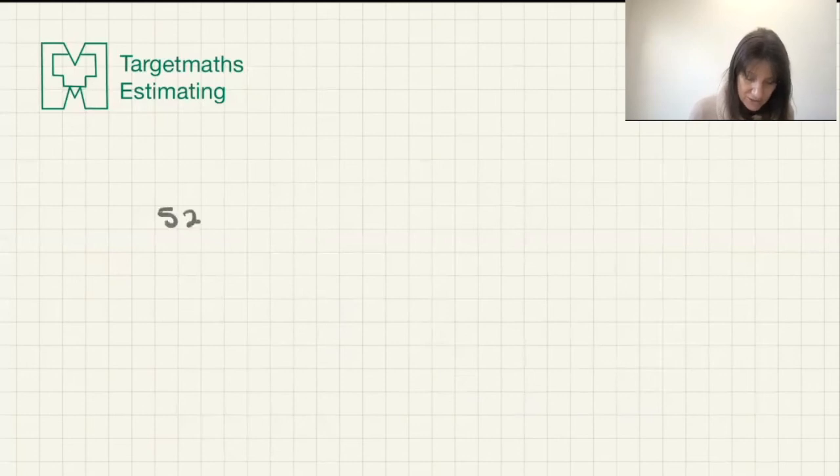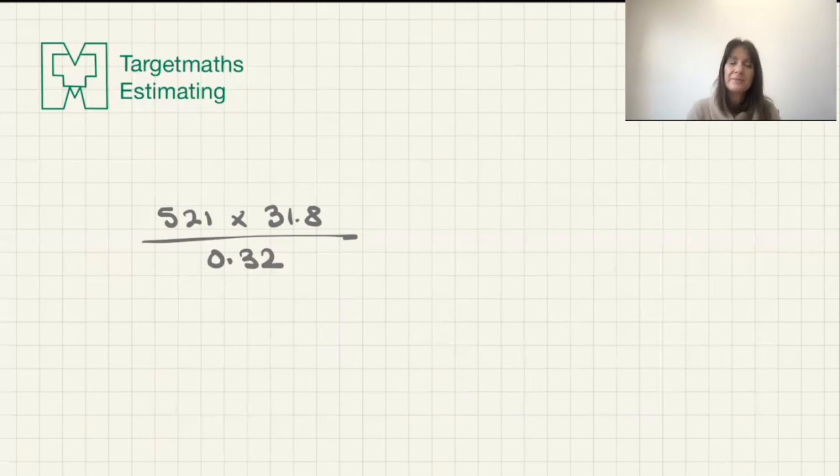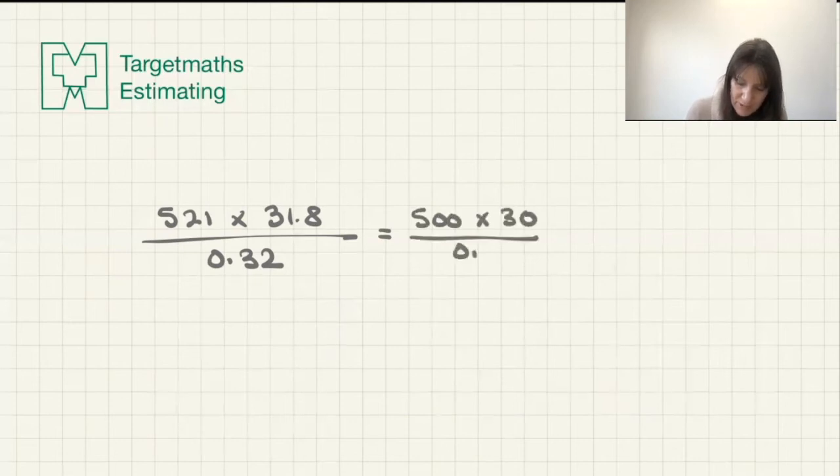So 521 times 31.8 all over 0.32 this time. So hit pause and press play when you're ready. All right, so you're going to have 500 times 30, and your decimal will be 0.3. That's going to tidy up to 5 times 3 is 15 with the 3 zeros and 3. Sorry, 0.3, I'm getting carried away.